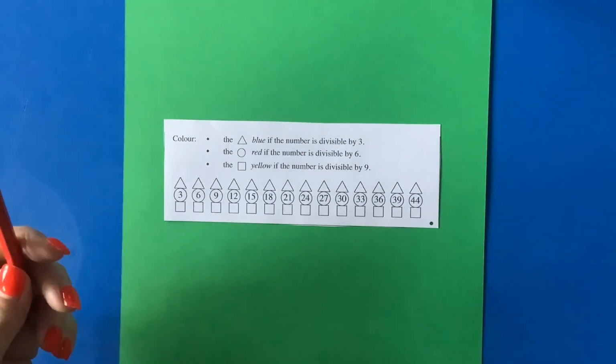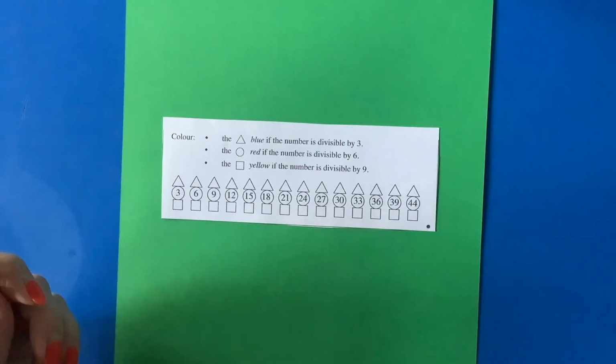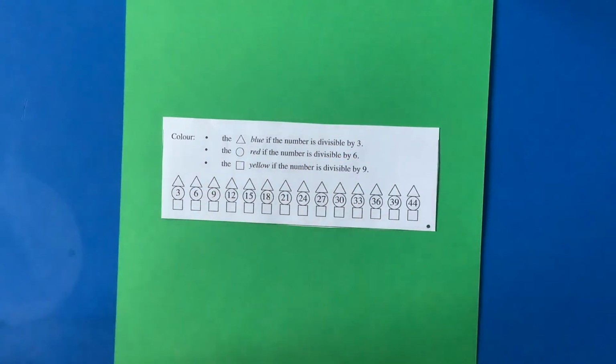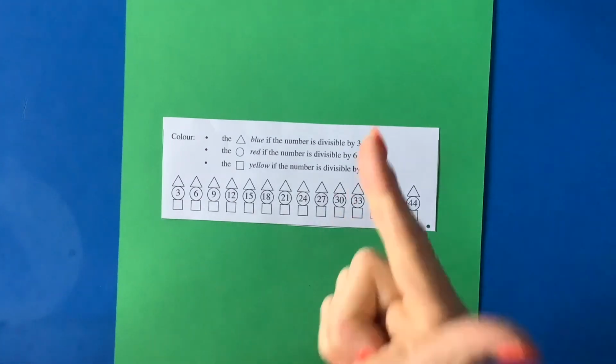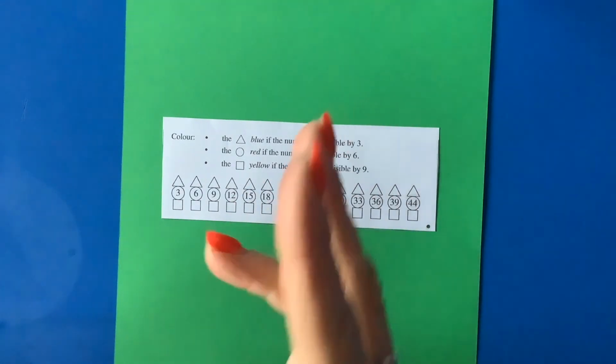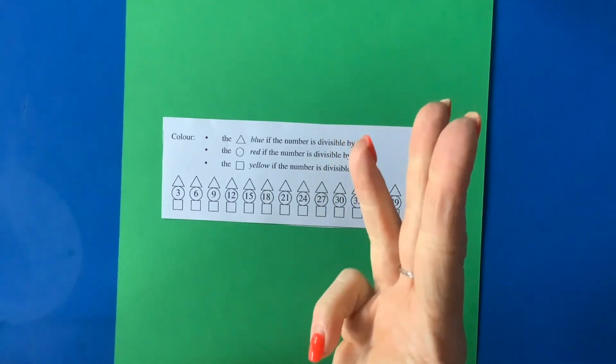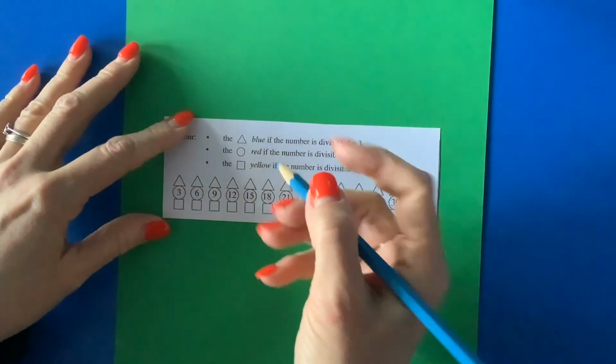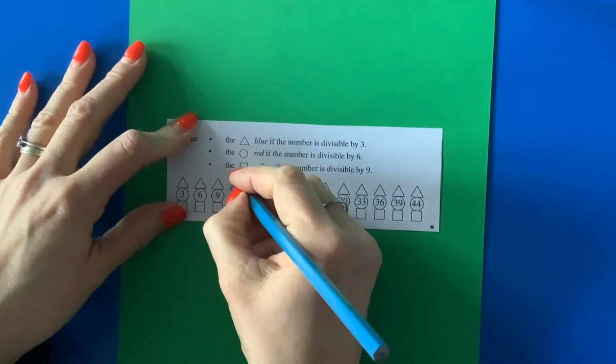So 12, let's see. Can I divide 12 by 3? Let me think through my 3 times table. I can count in multiples of 3. If I can't count in multiples of 3, I could get some things and group them into 3s until I get to 12. But I know my 3s, so I'm going to count in 3s. 3, 6, 9, 12. It is. So I am going to colour my triangle in blue.